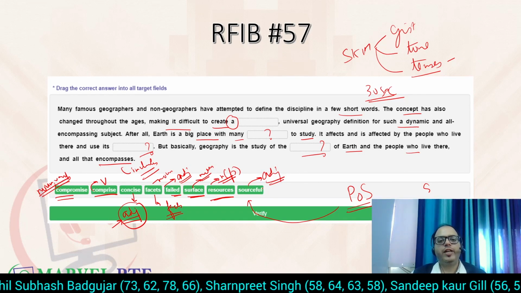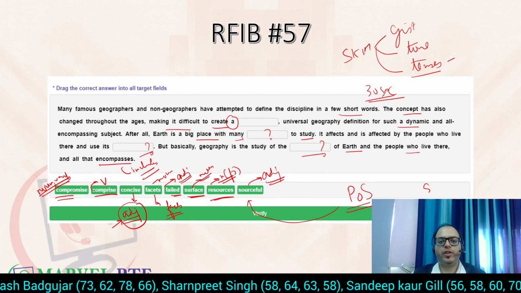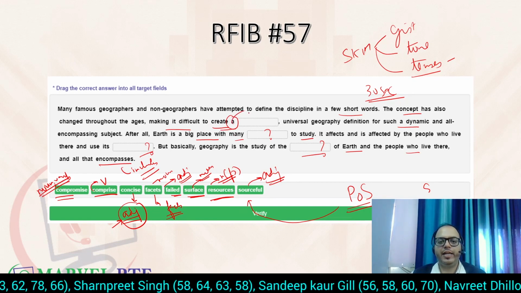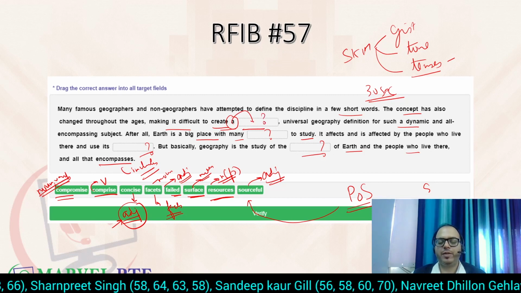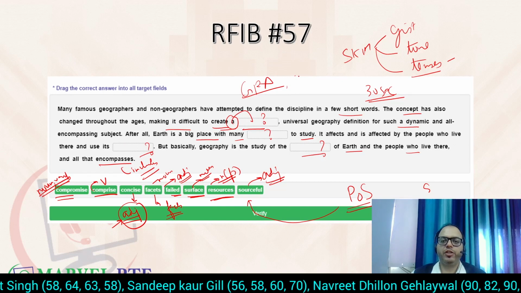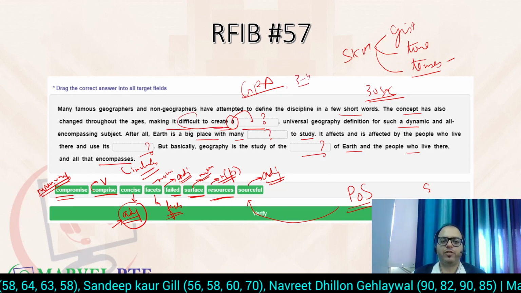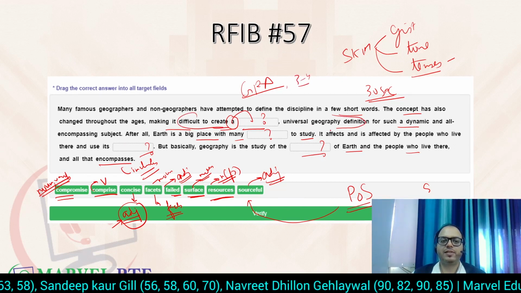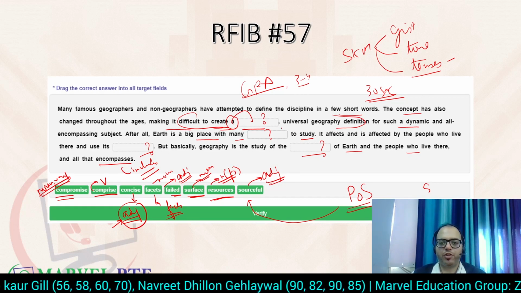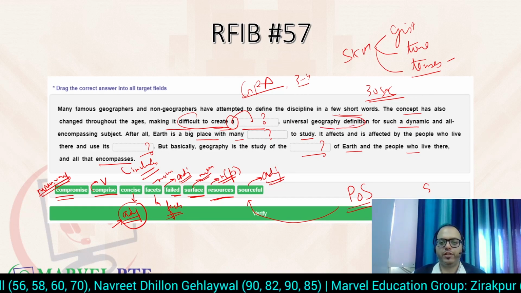Okay. Now we have done parts of speech classification. Now we have to solve the blanks. It is difficult to create a blank. Always remember, first we apply the grammar rules and then we read 3-4 words before the blank and after the blank, so that it makes sense. Making it too difficult to create a blank, comma, universal geography definition.